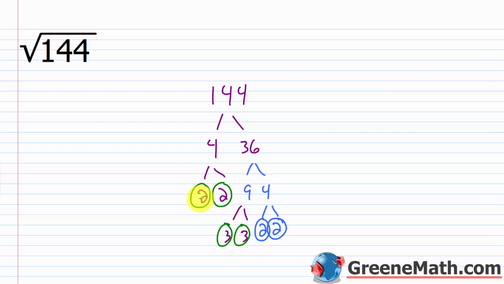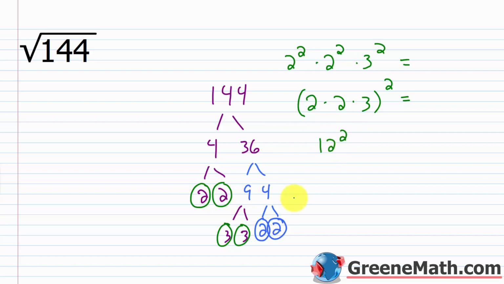So we can see that we have 2 times 2 times 2 times 2 times 3 times 3, where you could really say you have 2 squared times 2 squared again times 3 squared. I did this so that each number has an exponent of 2, because we're looking for something that's squared. Now we can use our rules of exponents to write this as 2 times 2 times 3, all squared. 2 times 2 is 4, 4 times 3 is 12, so this is 12 squared.